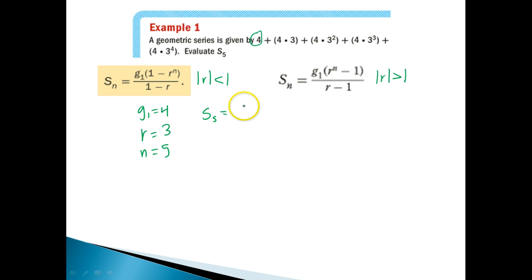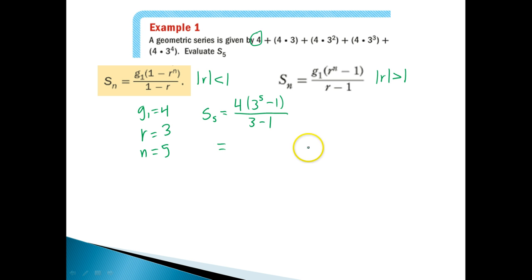Okay, let's try this together. So we have our formula here. It's g1 times r to the n minus 1 over r minus 1. So we're trying to find S5, and we have all of our information on the left here. So g1 is 4, so just put a 4 up there. Multiplied by r to the n, so that's 3 to the 5th power. Minus 1, all divided by r minus 1, which in this case is 3 minus 1.